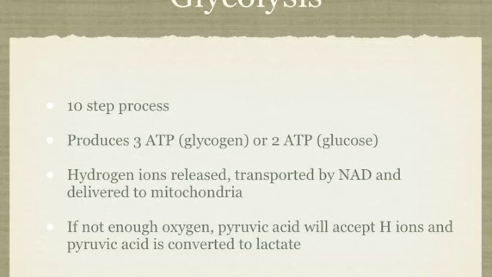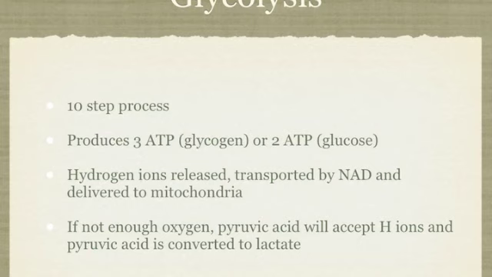What you do need to know is that it produces 3 ATP molecules if we start with glycogen, and 2 ATPs if we start out with glucose. And the reason for that is it has to use ATP in the very first steps to transform the glucose into a usable molecule to form the ATP. So there again, we produce 3 ATPs if we start with glycogen and 2 ATPs if we start with glucose.